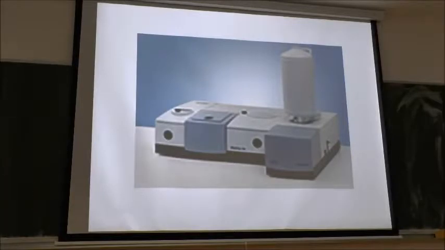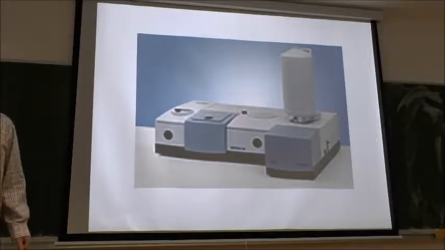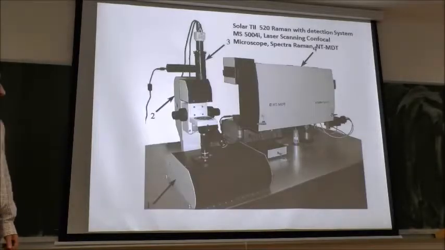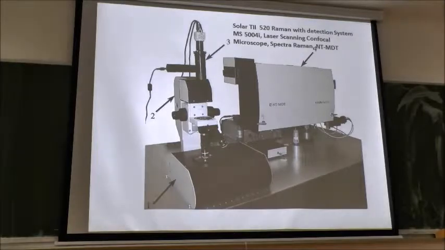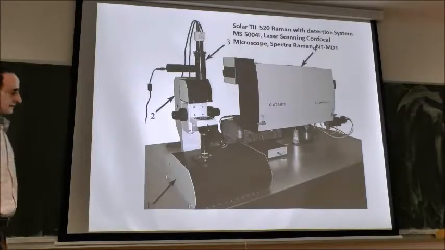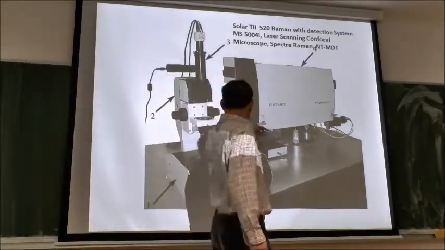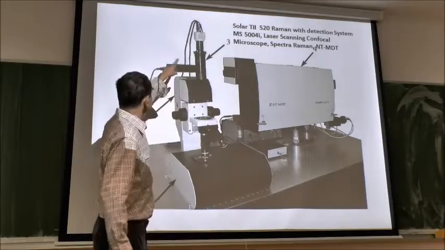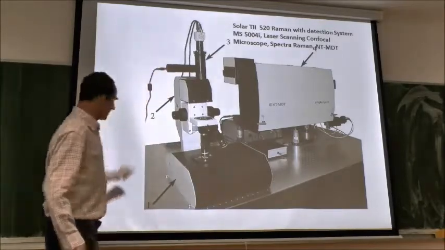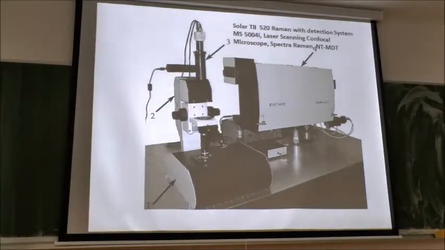So here we have a Fourier transform benchtop spectrometer. You see it's a little bigger. It's not easy to make it small. And this is Spectra Raman. This is the instrument which was bought for the nanocenter. It's coupled to an optical microscope. So this is a Raman spectrometer microscope. There is a video camera which you can use.